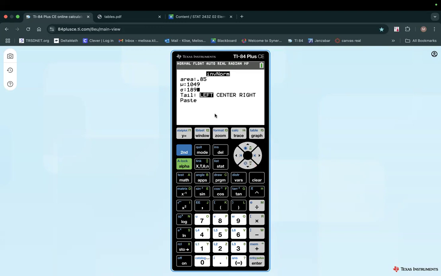Now this feature is one that most calculators don't have. Most of them don't have this tail feature where you can choose right, left, or center. It defaults to left. If you don't have this feature, left is the default setting, so I'm just going to pretend it's not even there. In this case, it would be left anyway. I'm going to go down and paste it, hit enter.